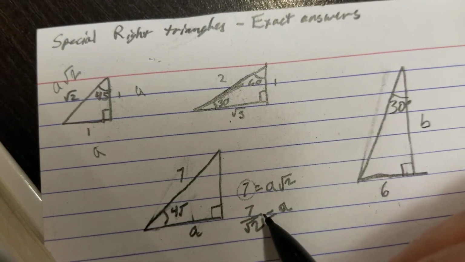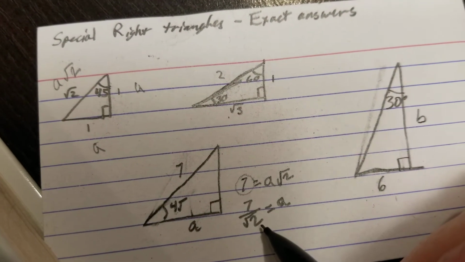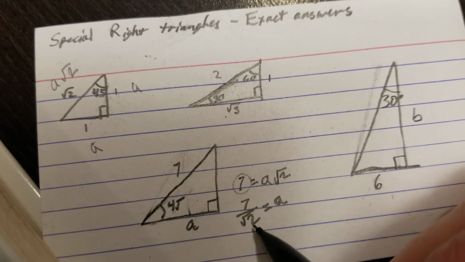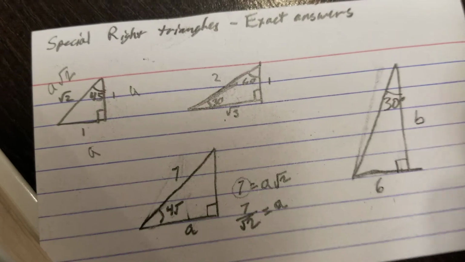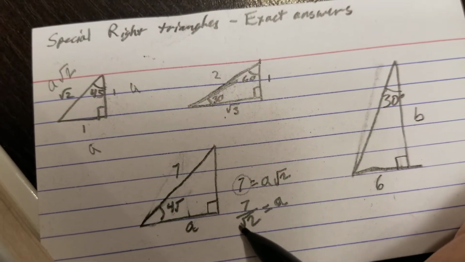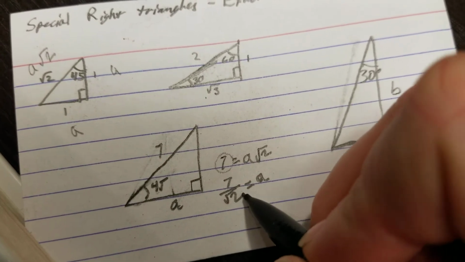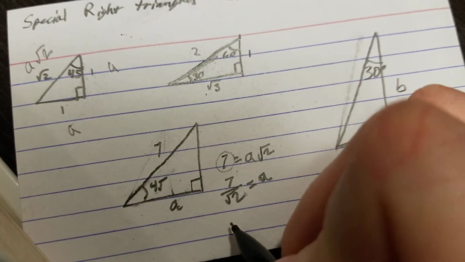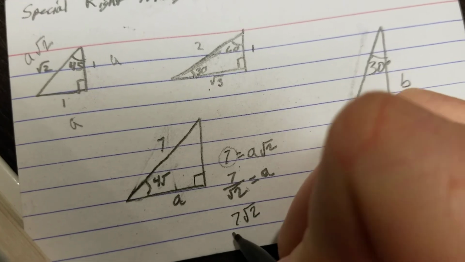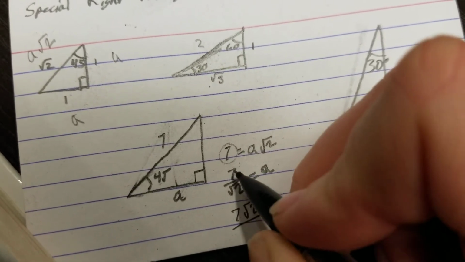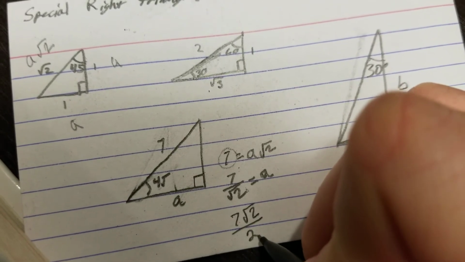Now, Alex should accept this answer, but if not, then what they want you to do is to make this fraction proper, to put this radical back up in the numerator. So to do that, I would multiply both the top and bottom by square root 2. So I get 7 square root 2 over, and then on the bottom, square root 2 times square root 2 is going to just be 2.